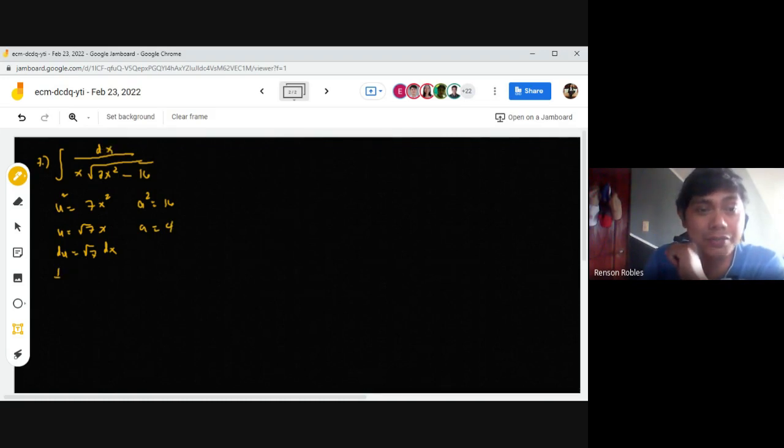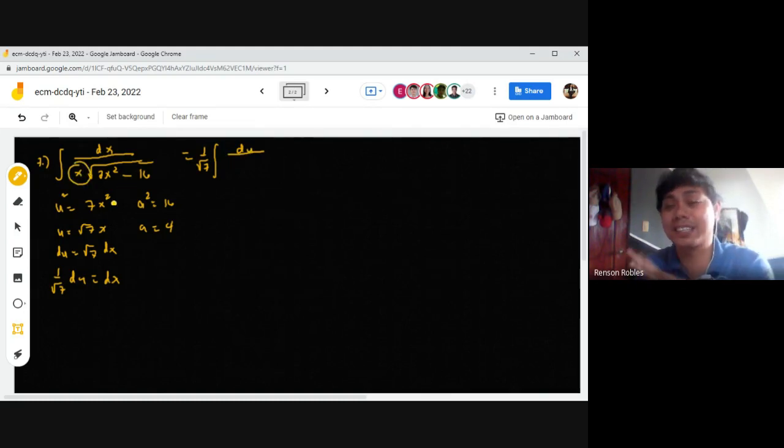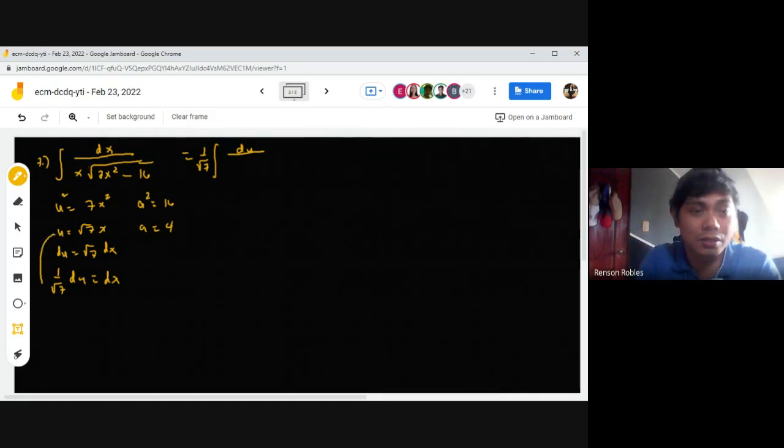But you can just see this dx. So you have 1 over square root of 7 du is dx. Then we change the variable. Integral of dx becomes 1 over square root of 7 du all over, this is x alone. That's x. So what are you going to do? You need to manipulate this. You only have x, so you have u over square root of 7, and that would be x. So u over square root of 7, times the square root of, what is 7x squared? u squared minus 16, a squared.